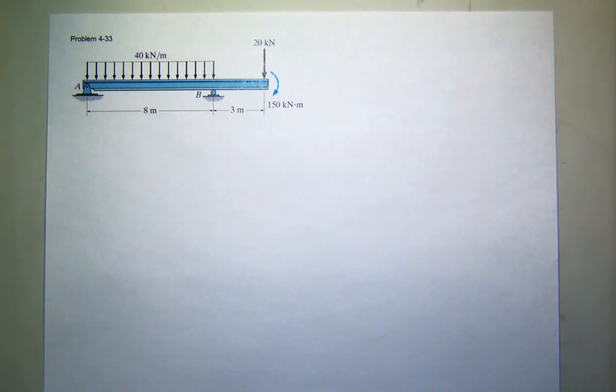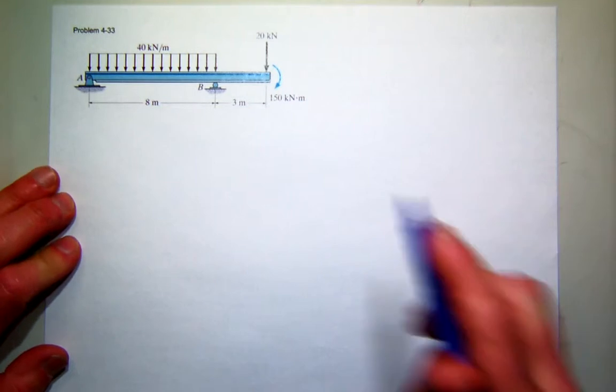All right, so let's start this problem. Again, we're trying to draw the shear force and bending moment diagrams for this. This is problem 433 out of the book. So let's start by finding our reactions.